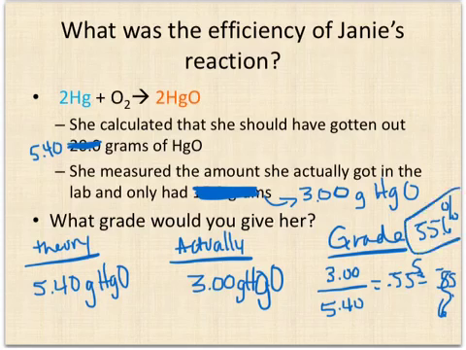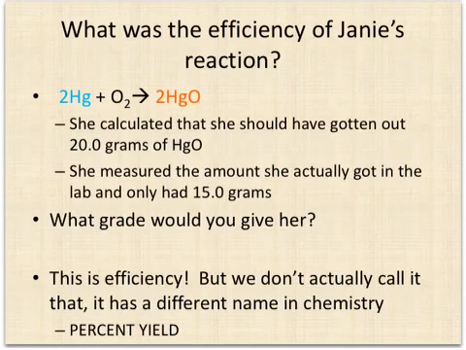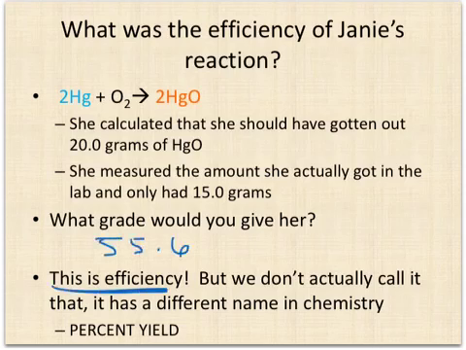Well, that's efficiency, guys. That is how efficient that reaction is. It only produced 55.6% of what it should have produced. So, like I said, what grade did we give her? 55.6. That's efficiency. But we don't actually call it that. It really has a different name in chemistry. It's called percent yield.